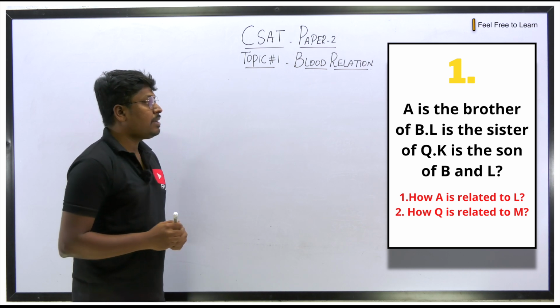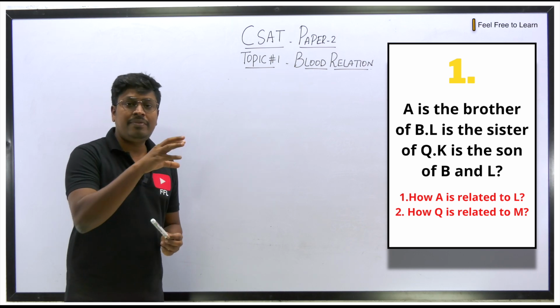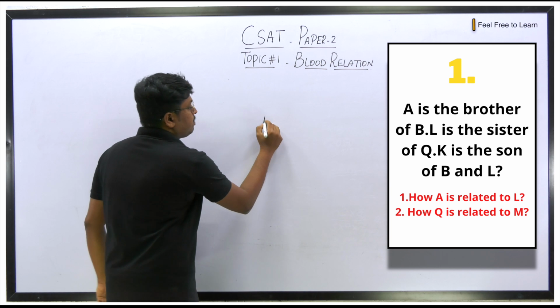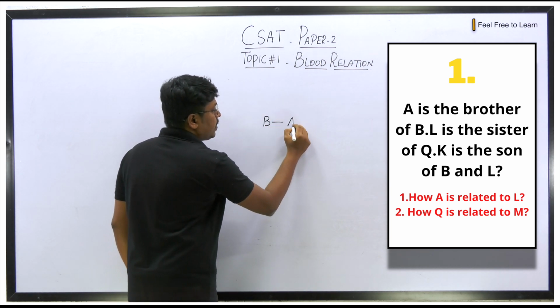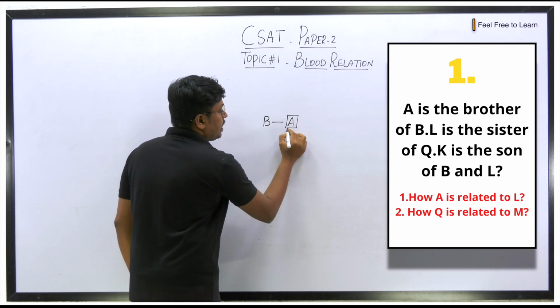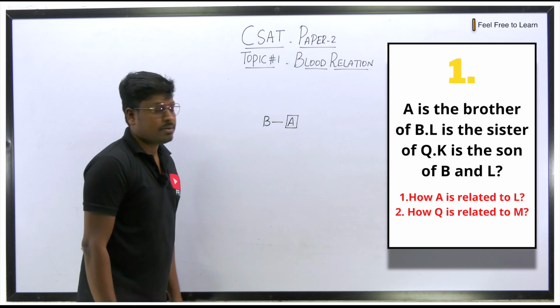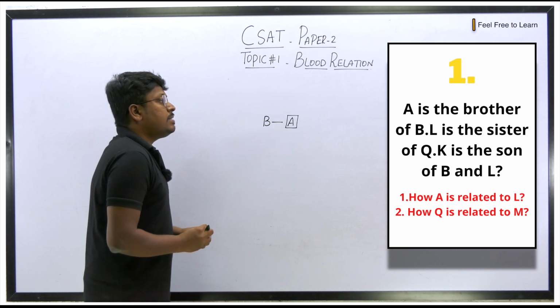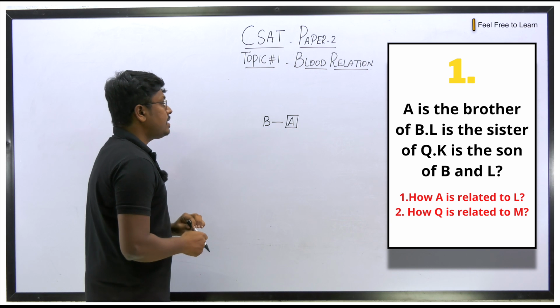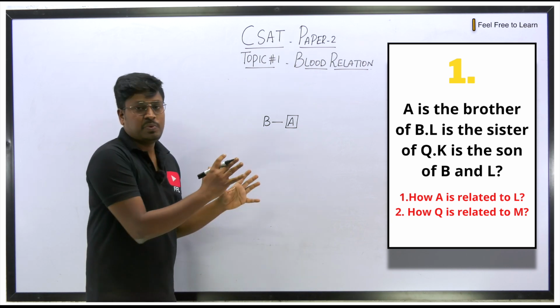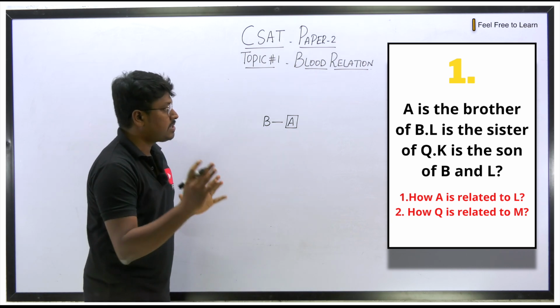A is brother of B. So what is the meaning of it? B's brother is A, because of brother. So we need to determine it in terms of a box. Got it? So next, L is sister of Q. So Q's sister is L, but we don't know where to place Q and L. So let it be. Next point.